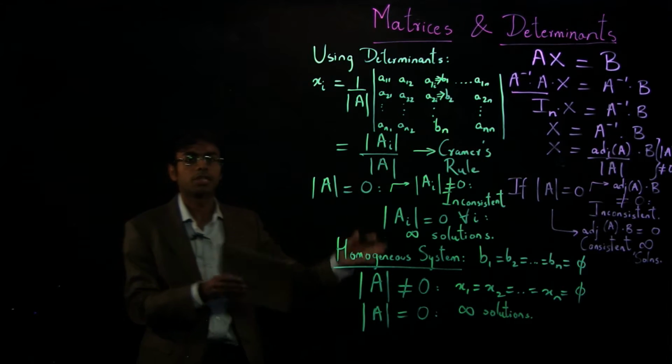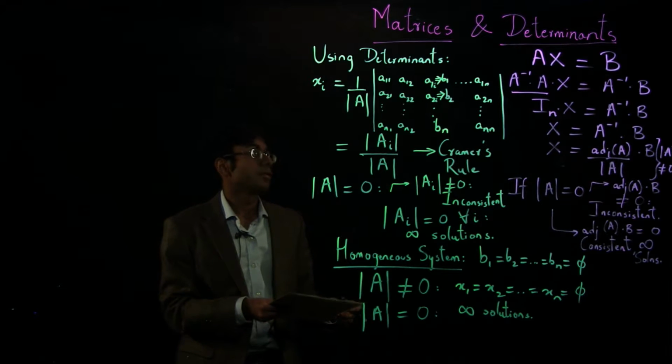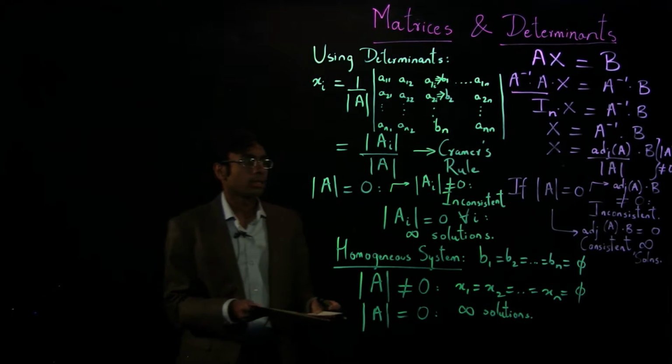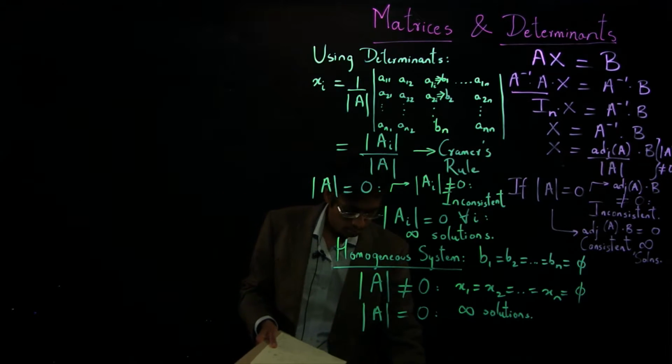So these are the two general methods to find out the values of the unknown variables x1, x2, all the way through xn. And so let's take a solved example to better understand how to work these methods.